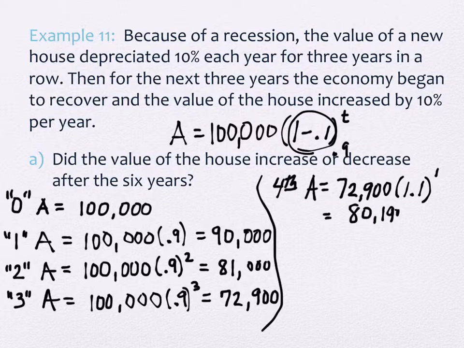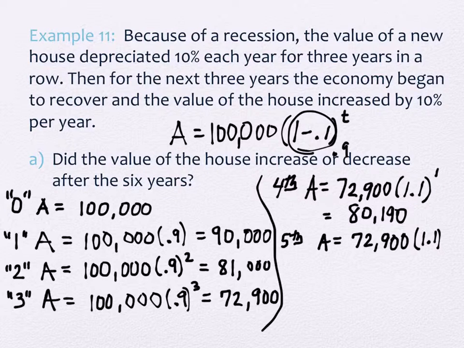Okay, so if I work this out, what do I get? 80,190. All right, let's do the 5th year. What would I have to change in this formula for the 5th year? Squared. Yeah, I would do the same thing and square it, because this is the 2nd year of appreciation. What's that give you?